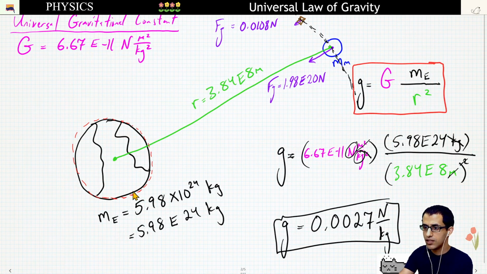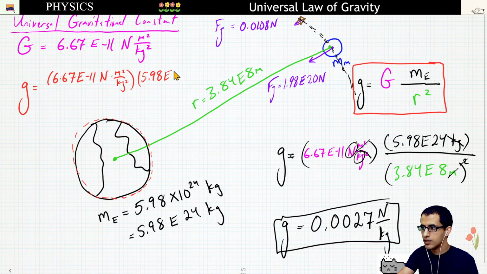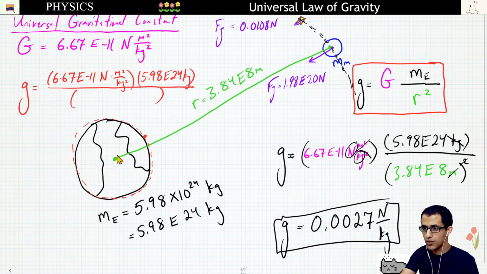So what is the field intensity here at the surface of the Earth? Well, it's going to be G, which is equal to 6.67 times 10 to the negative 11 newtons times meter squared over kilogram squared, times the mass of the Earth again, which is 5.98 times 10 to the 24 kilograms, divided by the distance to this location squared. So the distance from the center of the Earth to the surface of the Earth, that is the radius of the Earth. We're going to square it.